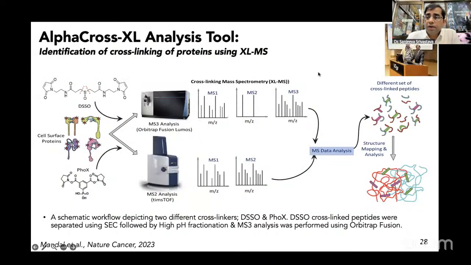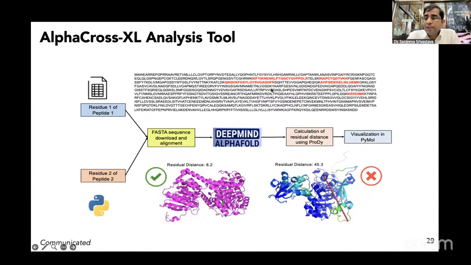Additionally, we were working with Dr. Arun Vitta while I was on sabbatical at UCSF. We were looking at how cross-linking mass spec data can be analyzed much more efficiently, and together as a team we developed this software, AlphaCross-XL, which was recently published in MCP and will be available for users to start using now. The idea is that we have used AlphaFold in the backend so that any protein structure can be deduced.